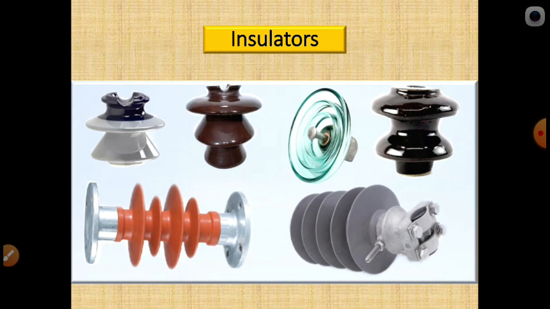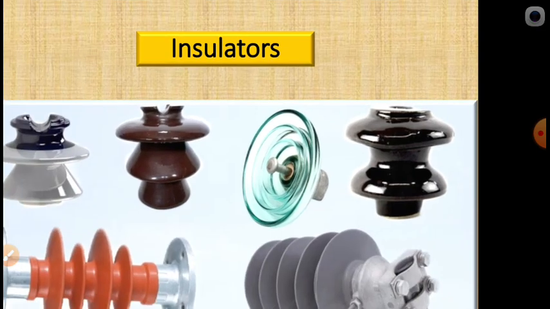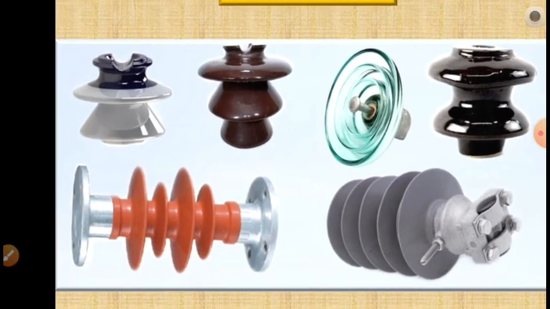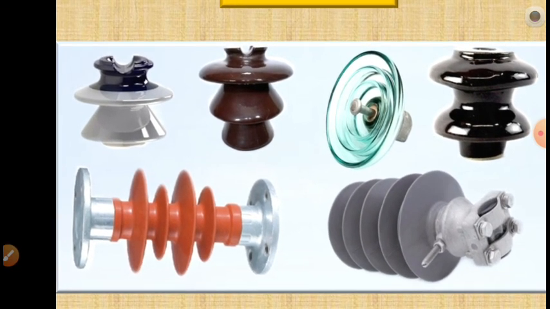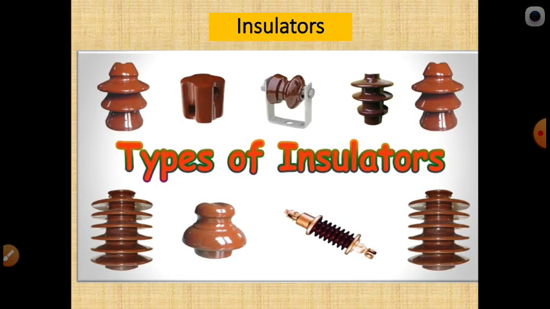In strain type insulators, on the LT side we can use shackle type insulators. You can see in the last figure, this is a shackle insulator, and this is a glass pin type insulator, and this is the bush type insulator. So these are the different types of insulators generally used here. You can also see the bush type insulators, which we can use in transformers.